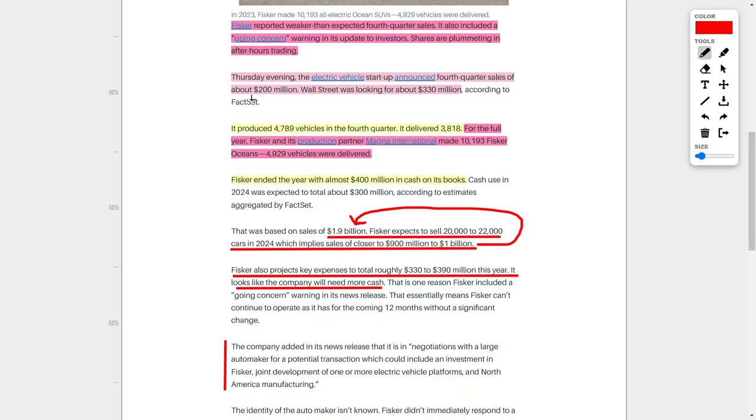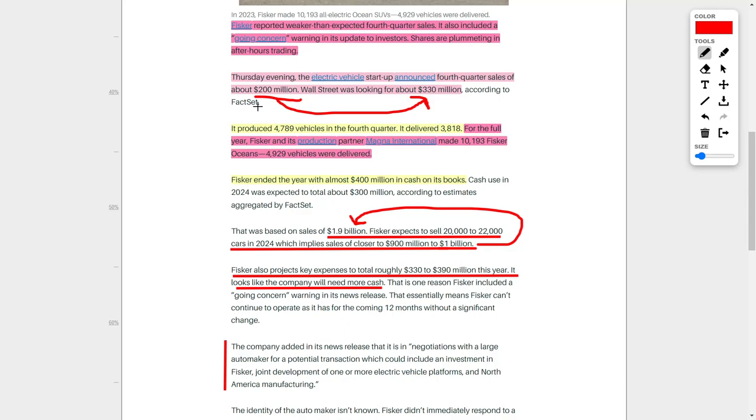The company brought in around $200 million, but Wall Street was expecting this company to bring in around $330 million, so clearly they missed that estimate. But the news gets a little worse, considering that the company produced around 4,789 vehicles in the fourth quarter, and they only delivered 3,818 of these vehicles. This leads investors to believe that the supply is outpacing the demand for this company, which is not a good sign.